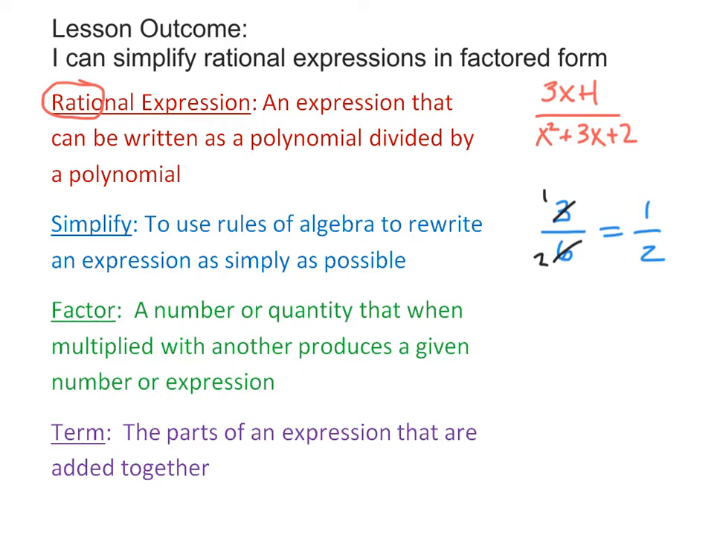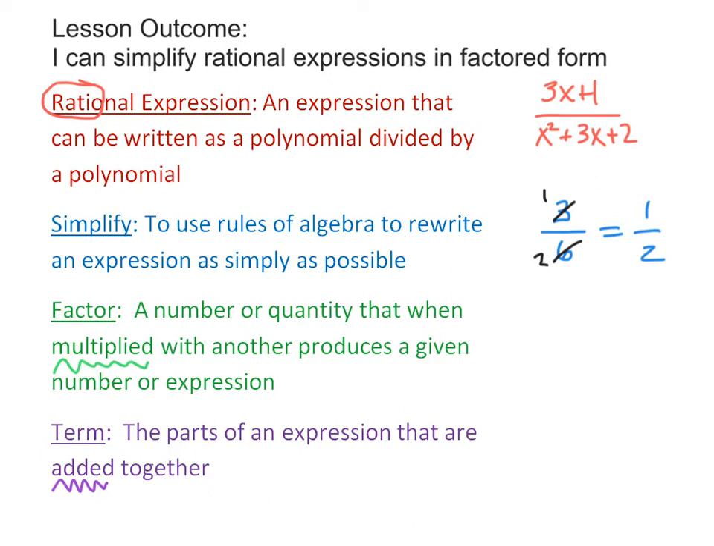The third word we want to make sure we understand is the word factor, and we want to talk about that in contrast with the word term, because these are the two things that people make a lot of mistakes with. So a factor is a number or quantity that when multiplied with another produces a given number or expression. And then a term is the parts of an expression that are added together. Now here are some keywords here. Term has the word added, factor has the term multiplied. This is going to be key.